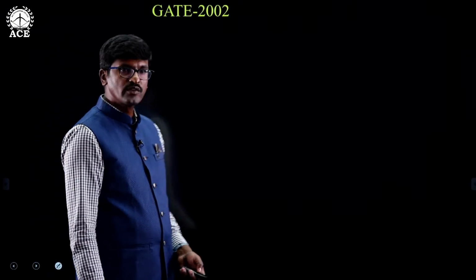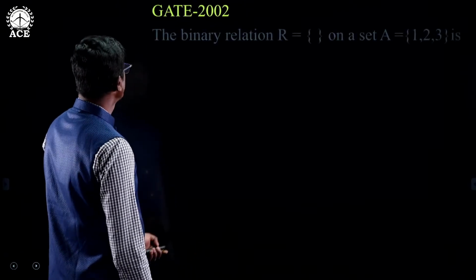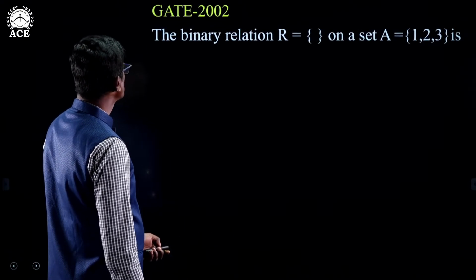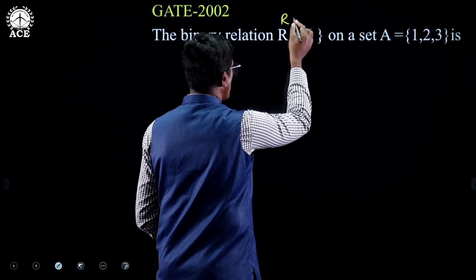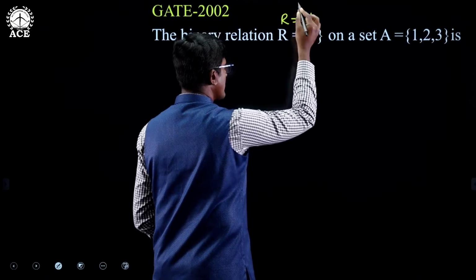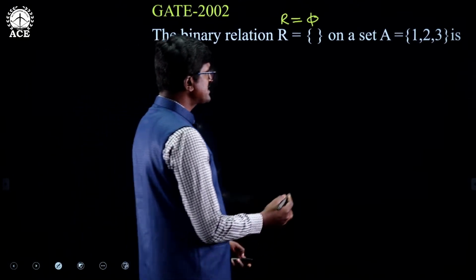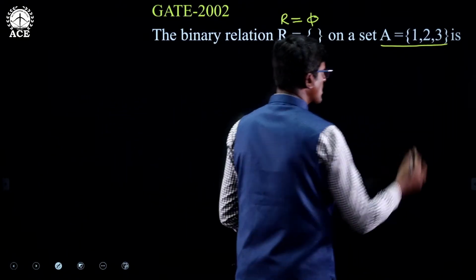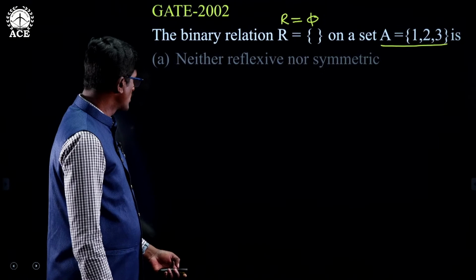Next, we will see some of the GATE questions from previous question papers. These questions are based on the properties of relations, equivalence relations, and equivalence classes. The problem is from GATE 2002. The binary relation R is equal to this. This can be written like this also. R is equal to nothing, which means empty. They have given an empty relation defined on the set A is equal to 1, 2, 3.